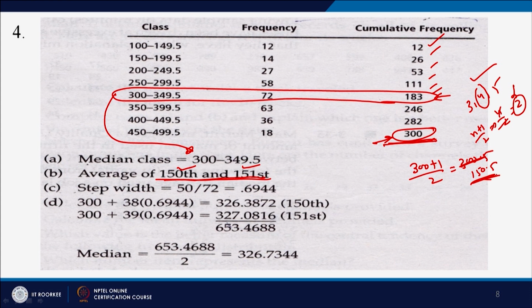Step width is, so this class, this interval is 50, right, and this interval is also 50. You just take it as 50. So, 50 divided by 72 would be the average of that, would be the step width, and finally you want to calculate the median, right. So, what you want? You want the 150th point and the 151st point, right. So, these are those two points. Okay. So, the median would be this.